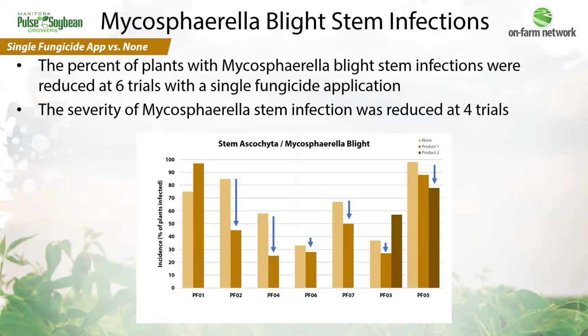Stem infections were rated separately, and that's what's shown here for each trial with the percent of plants infected. Stem infections were less common than foliar infections. A fungicide application reduced the percent of plants with stem infections at 6 of these trials.